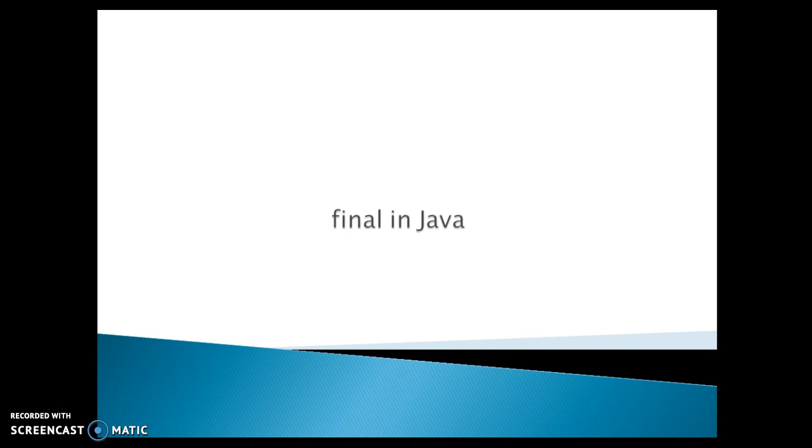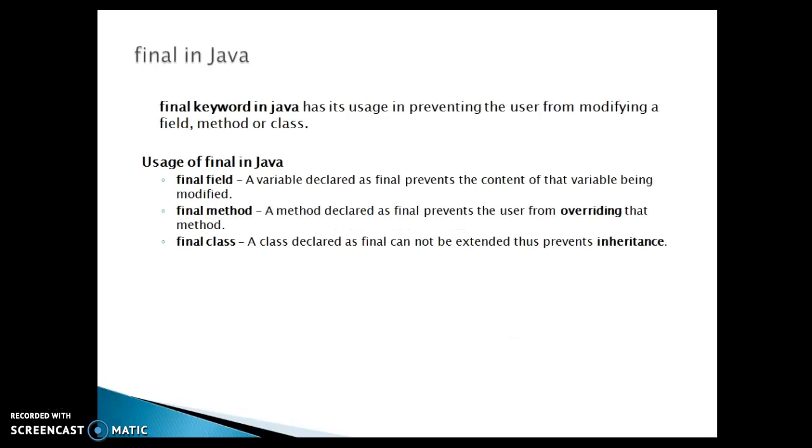In this video tutorial we are going to discuss the final keyword in Java. So we'll see what are the use cases of final keyword in Java, and we'll see an example as well. So final keyword in Java has its usage in preventing the user from modifying a field, method or class.